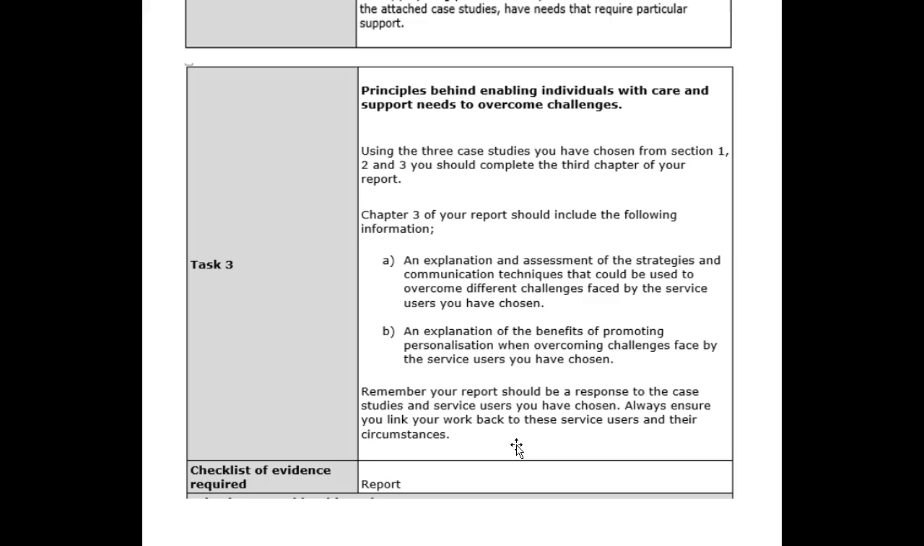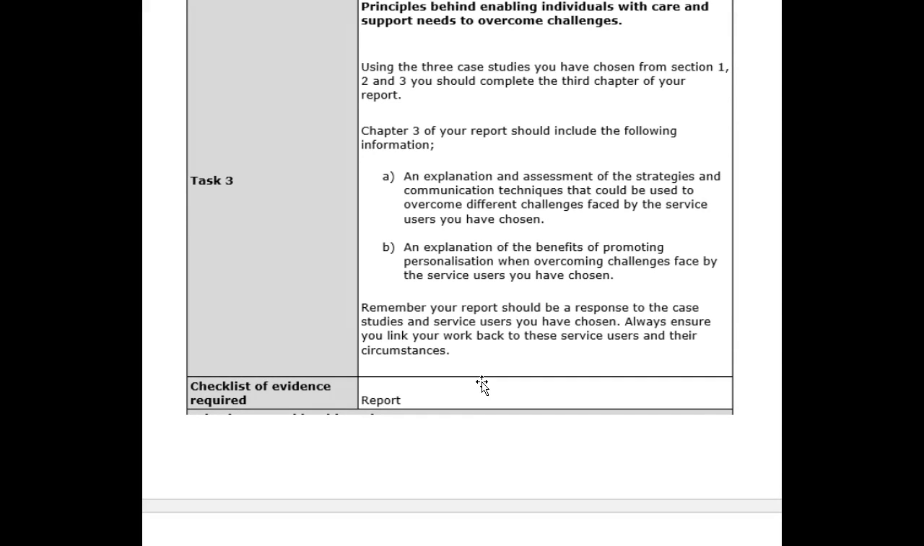So again, we're carrying on with this kind of report, so this would essentially be your chapter 3. The first thing you need to include is an explanation and assessment of the strategies and communication techniques that could be used to overcome different challenges faced by the service user you have chosen. And then following that, an explanation of the benefits of promoting personalisation when overcoming challenges faced by the service user.